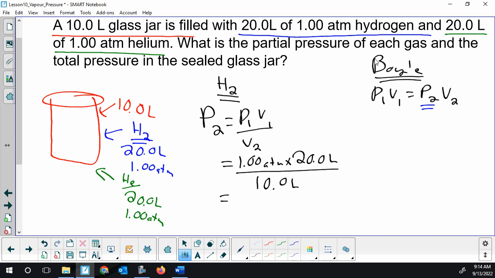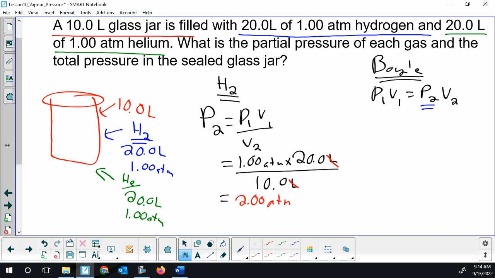With our gas laws, we've got to watch our units, but we had liters and liters. I didn't say what pressure units to use, so don't change them if I don't make you change the units. We're just going to leave it in atmospheres. So that's going to be 2 atmospheres.